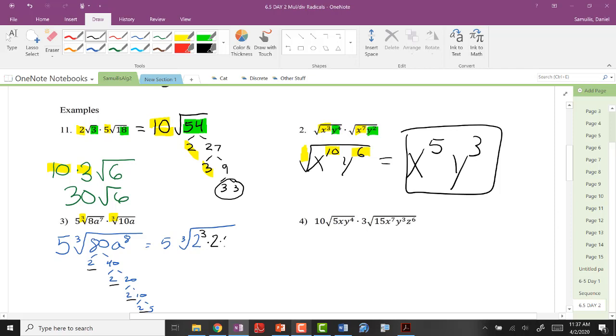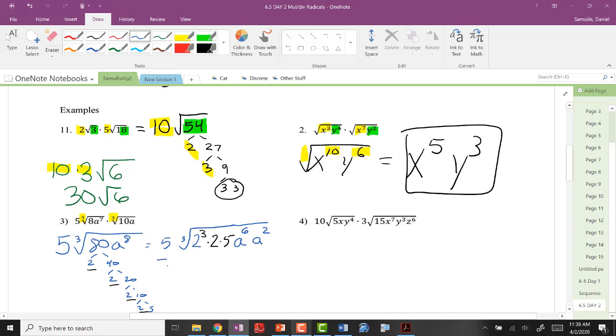Times 2 times 5. So that still is 2, 1, 2, 3, 4 2s. That's 4 2s and 1 5. And then my a to the 8th needs to be divisible by 3. So what's the number underneath 8 divisible by 3? A 6. And that leaves us with a squared there.